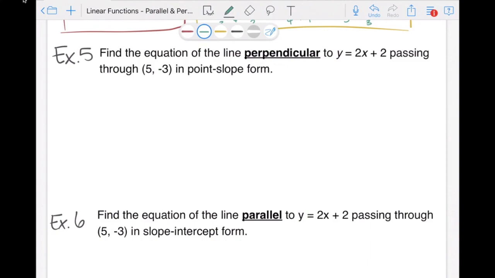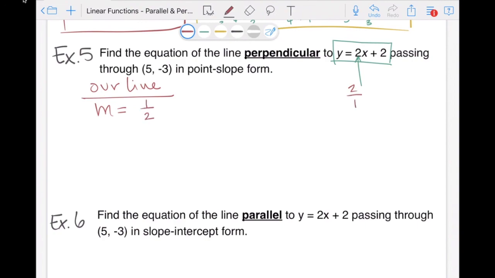So right here on example 5, it says find the equation of the line perpendicular to y equals 2x plus 2 passing through (5, -3), and we're going to use point-slope form. The only reason you have that original line is for that number right there, because the rule that we have to follow is that perpendicular lines have opposite reciprocal slopes. So our line, the line that we're going to find the equation for, has to have a slope of, remember, originally it's 2 or 2/1. So we're going to flip the slope, so it's going to become 1/2, and change the sign. So instead of positive, it's going to be negative.